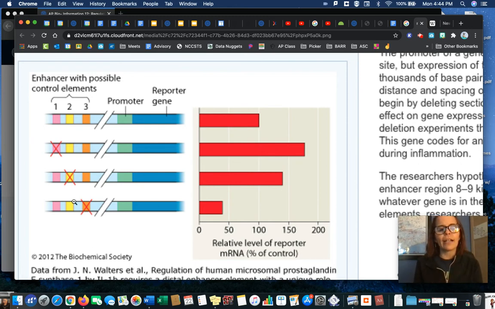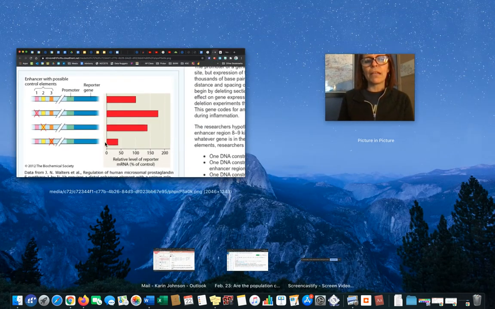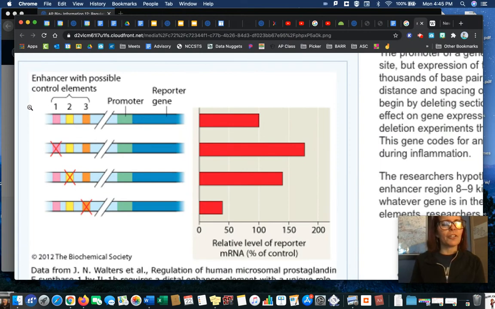However, if you look at element number 3, enhancer number 3, we see that when we delete that, the amount of mRNA actually does go down. So when it's deleted, it decreased. So what is element number 3 really doing? That control element is an activator. That one normally increases the amount of transcription that's happening, but when you delete it, the amount of transcription reduces. Okay, so just an example of an experiment that you ought to be able to interpret.